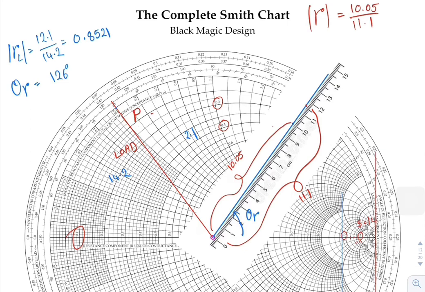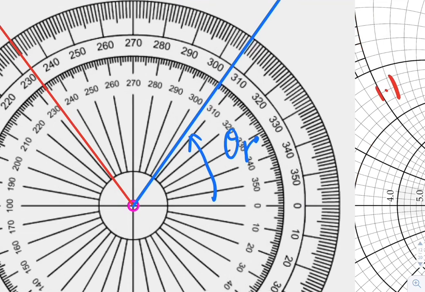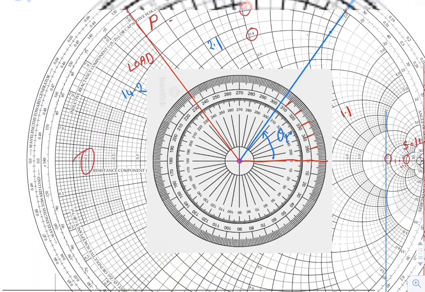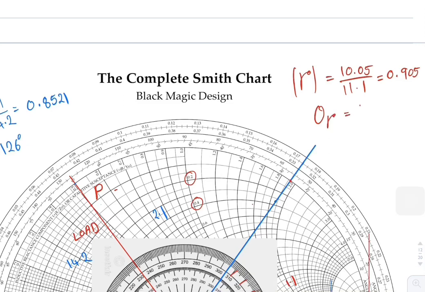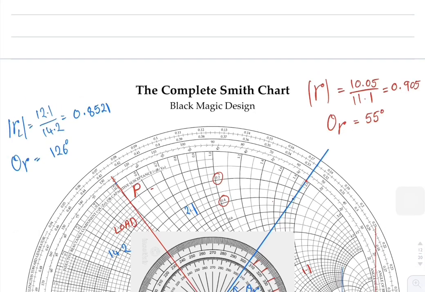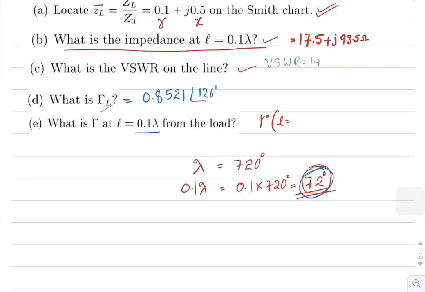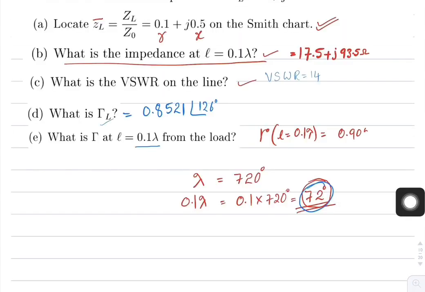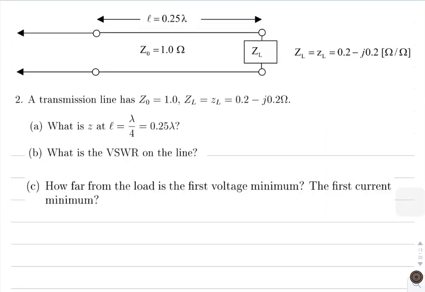10.05 by 11.1 is 0.905, and the angle is, from here you have to measure 10, 20, 30, 40, 50 and 55. So theta suffix gamma equal to 55 degrees. Gamma at a length of 0.1 lambda equal to 0.905 angle 55 degrees. Next question.